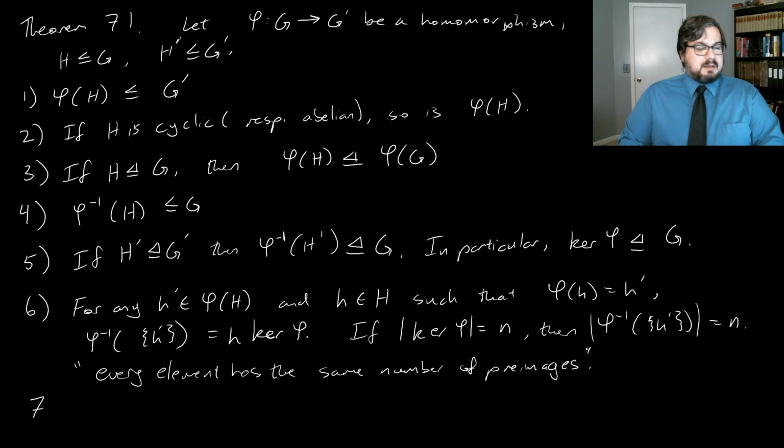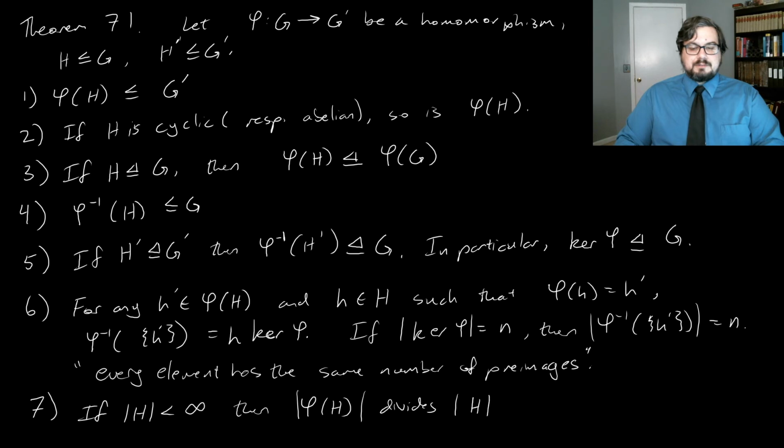All right, and then number 7 says that if the order of H is finite, then the order of phi of H divides the order of H. This one takes a little bit of work. This number 7 here requires us to have number 6 above because we're looking at orders of groups rather than orders of elements. We've got to work a little bit harder at it.